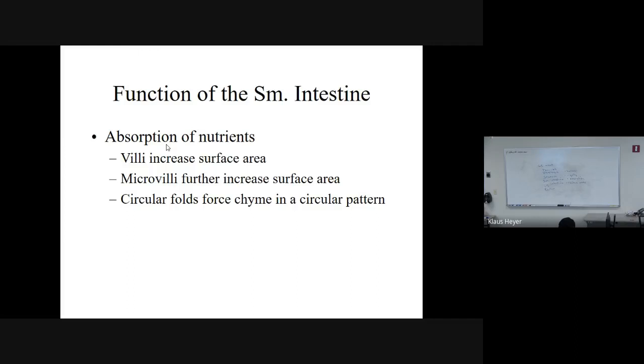Well, it has villi and microvilli, and those are both going to increase the surface area.